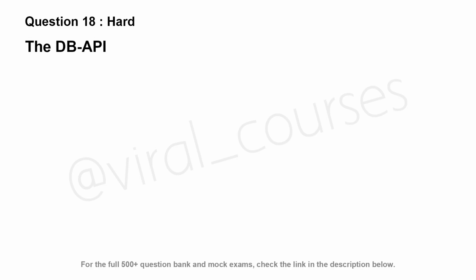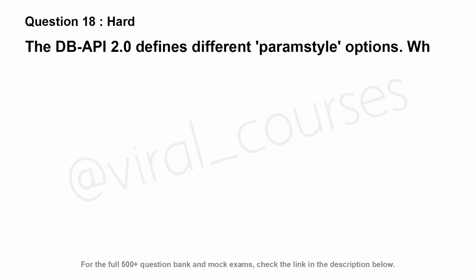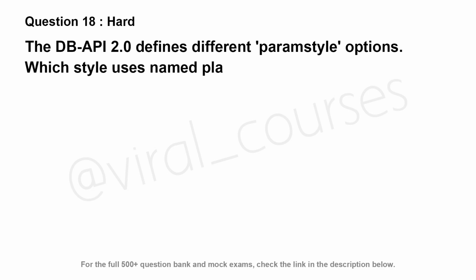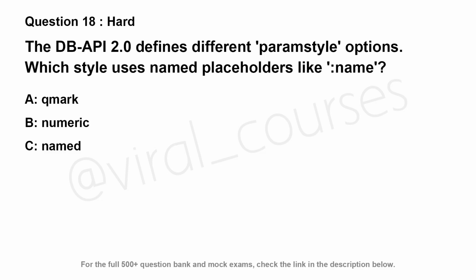The DB API 2.0 defines different paramstyle options. Which style uses named placeholders like :name? Option A, qmark. Option B, numeric. Option C, named. Option D, format.